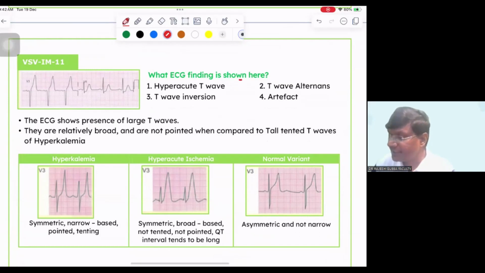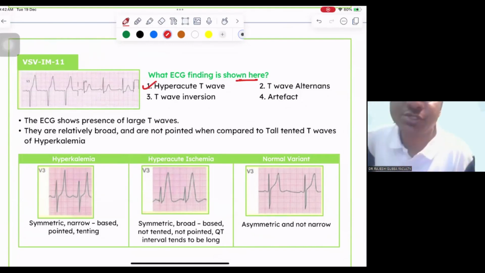What ECG finding is shown here? Hyperacute T wave, T wave alternans, T wave inversion, artifact. Right. So this is suggestive of your hyperacute T wave. Now, this hyperacute T wave, whichever is being shown here, what is the diagnosis suggestive of?